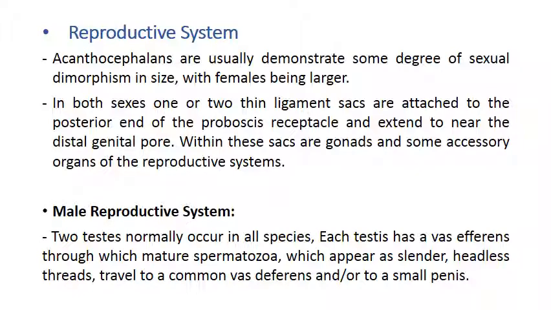Let's talk about the male reproductive system. It consists of two testes, which normally occur in all species. Each one has a vas efferens, through which mature spermatozoa, which appear as slender, headless threads, travel to a common vas deferens and to a small penis.